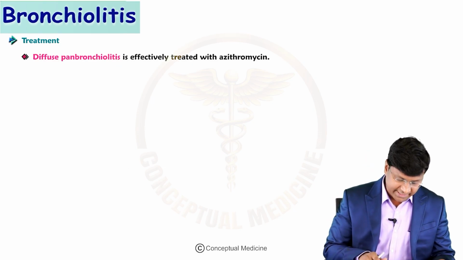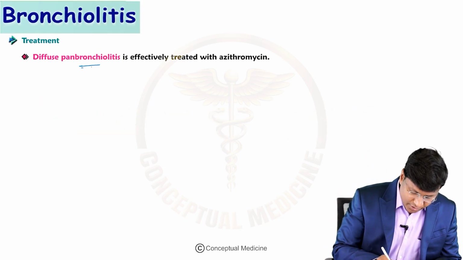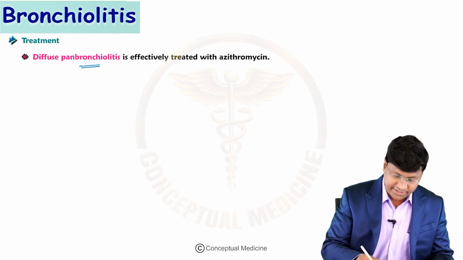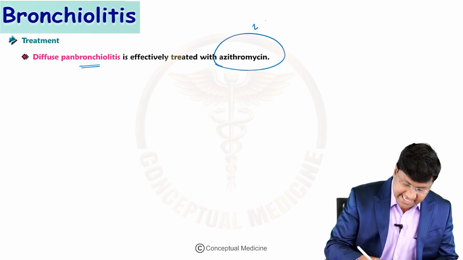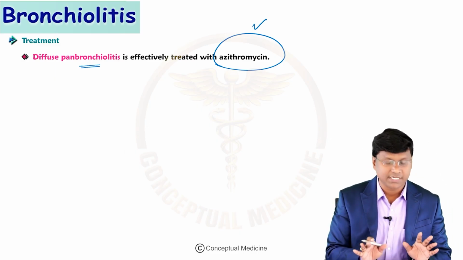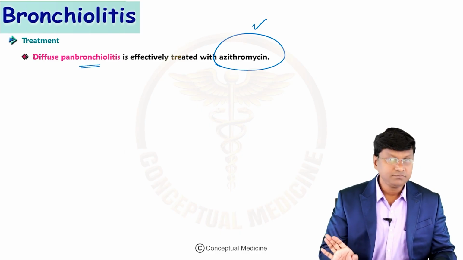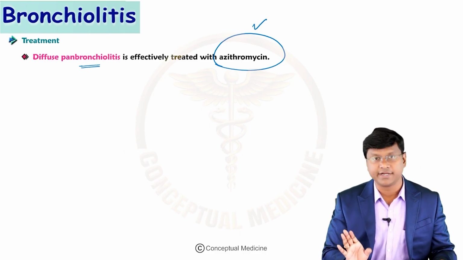Then you see diffuse pan bronchiolitis. Diffuse pan bronchiolitis is effectively treated with this particular drug, that is azathioprine. Steroids are not effective in case of diffuse pan bronchiolitis. So this is, in short, related to bronchiolitis.